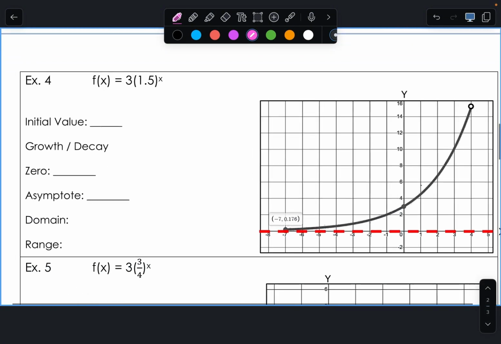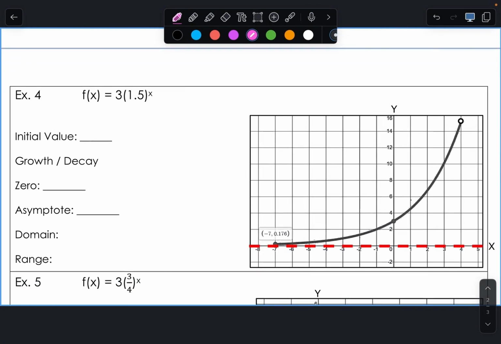What is the y-intercept or initial value? 3. You see that in the equation. You see it in the graph. Growth or decay? Growth. What's the 0? None. What is the asymptote?